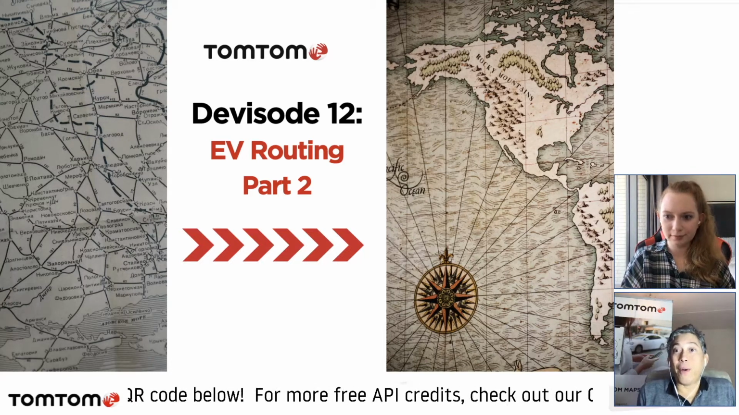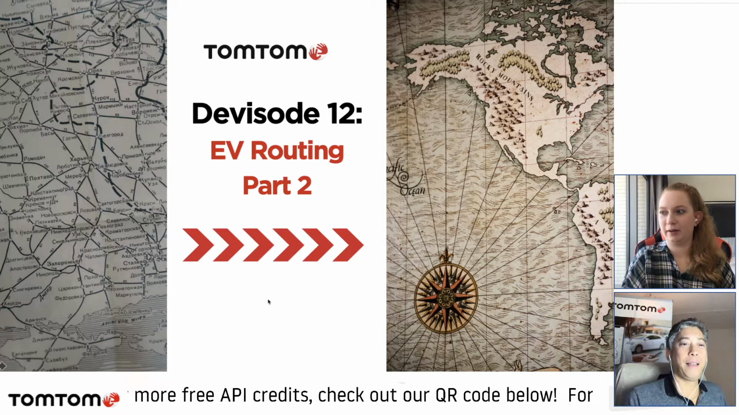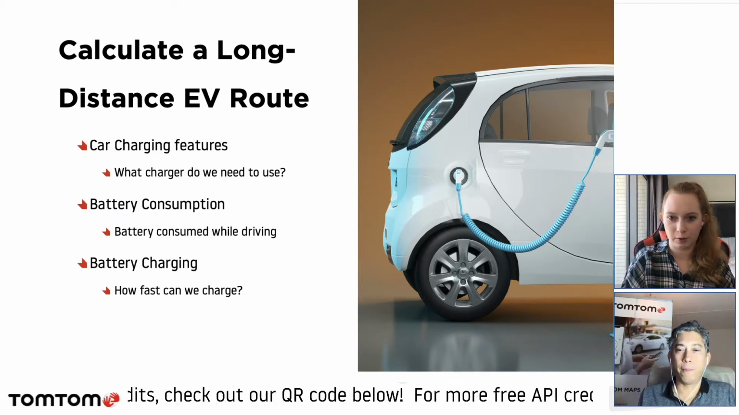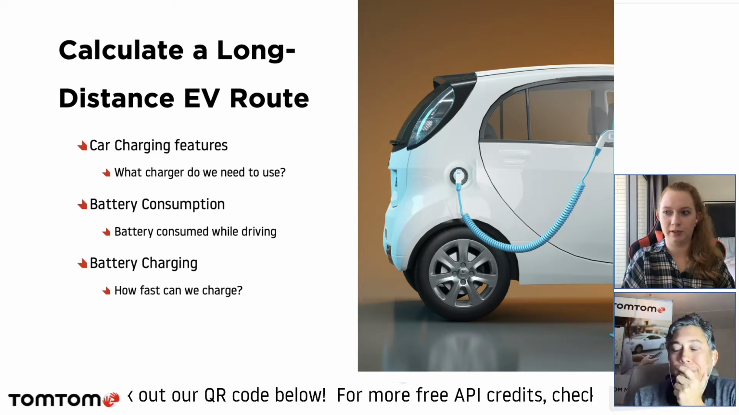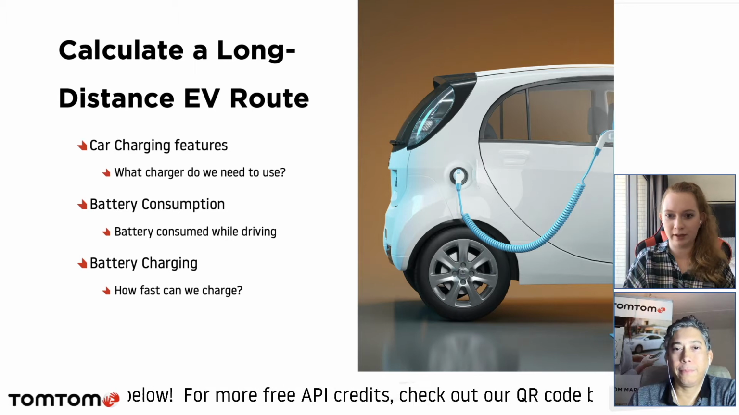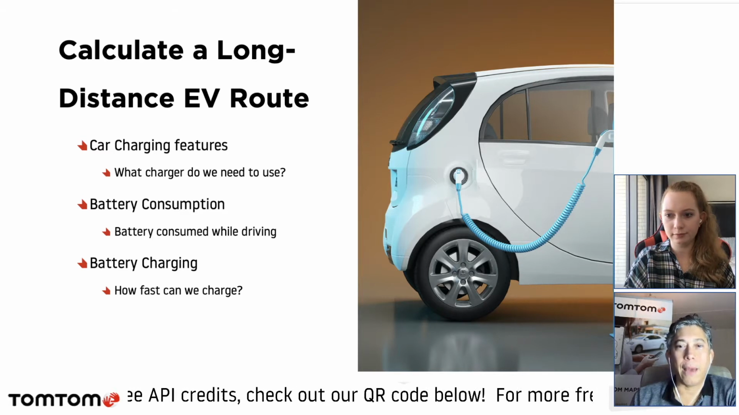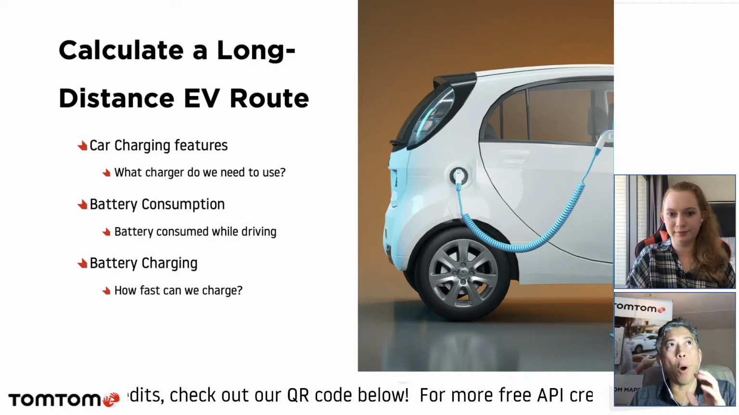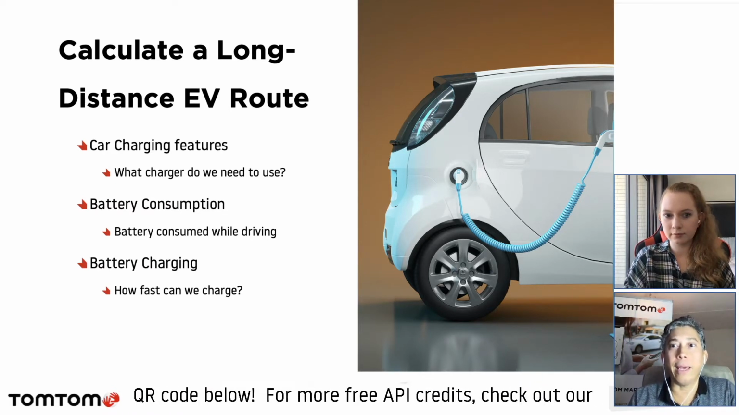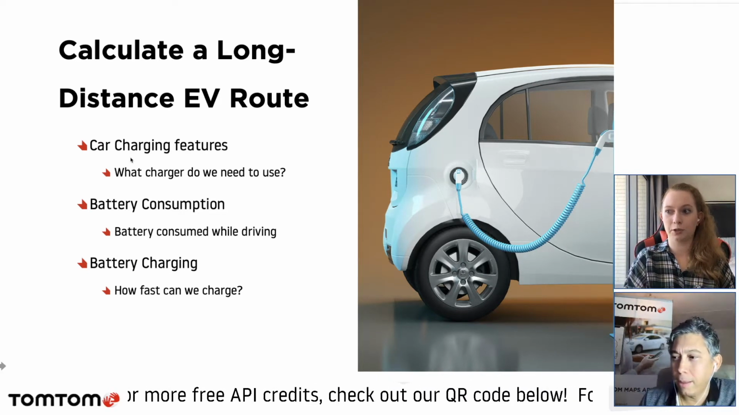Today I want to use the Audi again. We're going to use the Audi today, so that will be fun. I'm going to go forward one so we can see what we're going to be chatting about. We're going to focus mostly on car charging features: what charger we need to use for the car that we're going to model today, how much battery consumption we have while we're driving, and also how fast we can charge at different charge points. Those are the 3 main points or data that we need in advance to create a long distance EV routing. At least the first one. Which one was the first one again? Car charging features. Yes.